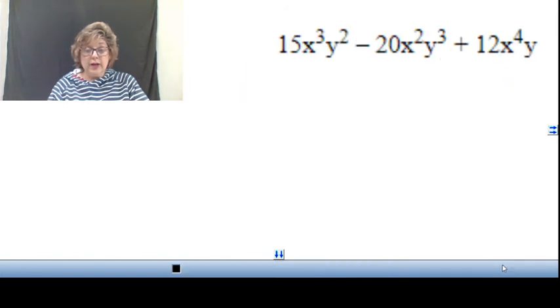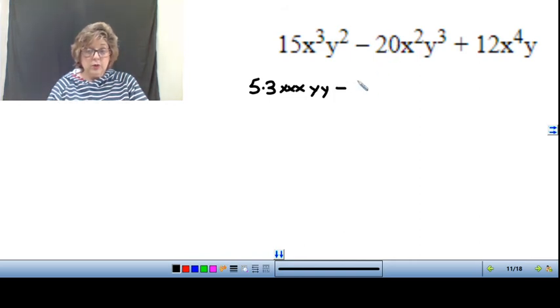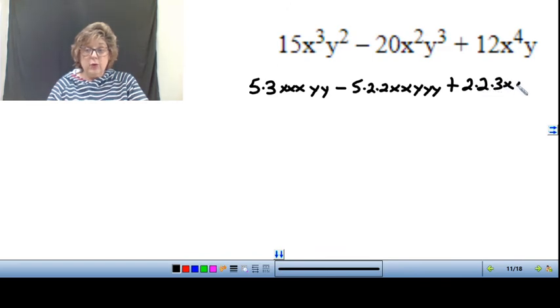Let's do this one more time. If you're looking right here, I want a greatest common factor. So 15 is 5 times 3. I'm going to write 5 times 3. I've got 3 x's and I have 2 y's. Minus. This is 5 times 4, and 4 is 2 times 2, with 2 x's and 3 y's. Plus, and this is going to be 2 times 6, and 6 is 2 times 3. So I have 2 times 2 times 3, 4 x's and 1 y.